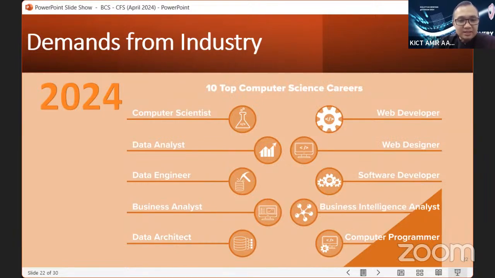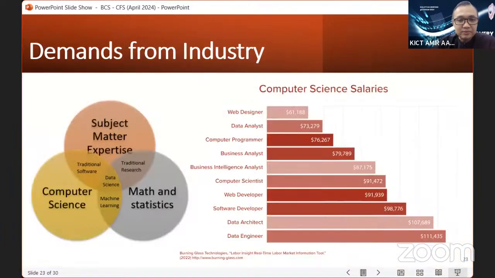computer scientist, data analyst, data engineer, business analyst, data architect, web developer, web designer, software developer, business intelligence analyst, and of course, computer programmer. I think you will see later that some of these jobs do overlap with BIT, but the functions that they perform within an organization are different. So the job description may be the same, but they are performing different tasks in the organization later on.